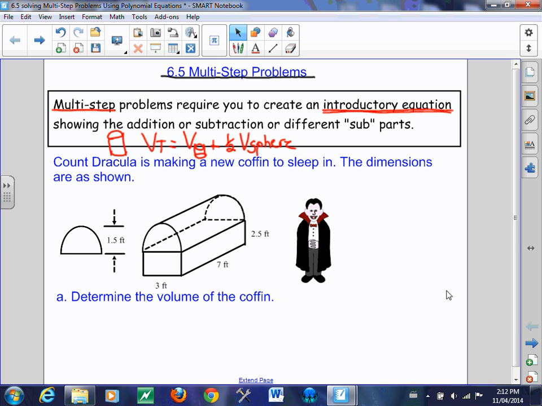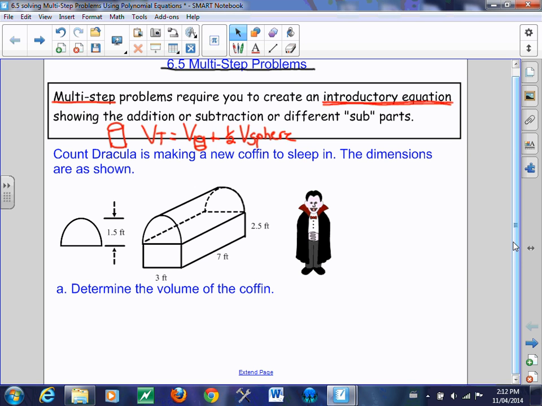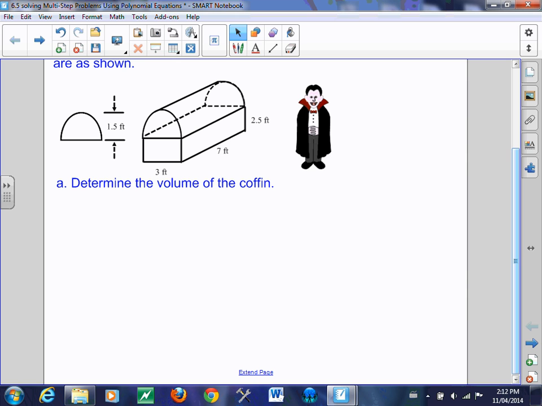All right, let's pretend we are Count Dracula, and that we are making a new coffin to sleep in. Here are the dimensions as shown. Determine the volume of the coffin. That would be how much oxygen space or air space is in there with his body. All right, so how much space goes inside?